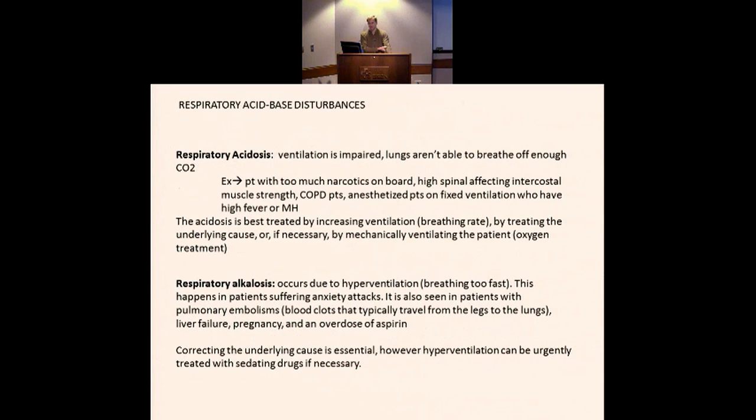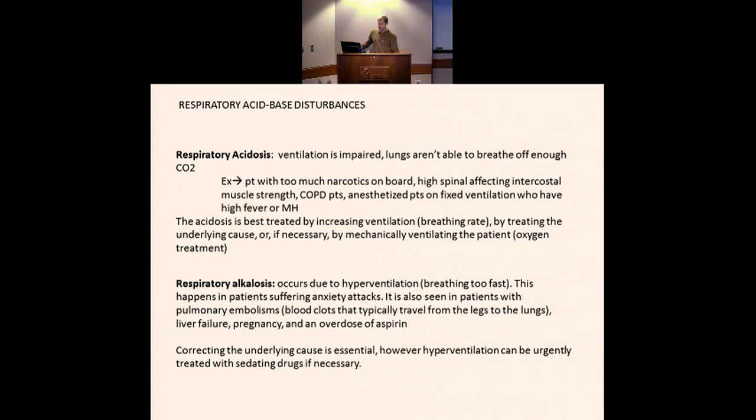So respiratory acidosis is when ventilation is impaired. The lungs aren't able to breathe off enough CO2. When you see CO2, especially when talking about the respiratory system, you should think hydrogen ions and acidosis. If you have a lot of CO2, that's acidosis. If you don't have a lot of CO2, that's alkalosis. So examples of respiratory acidosis, so you can paint this picture, are people who have too much narcotics on board, or if you give them a high spinal, it affects how well they can breathe. COPD patients chronically have a lot of CO2, so they're chronically in respiratory acidosis.